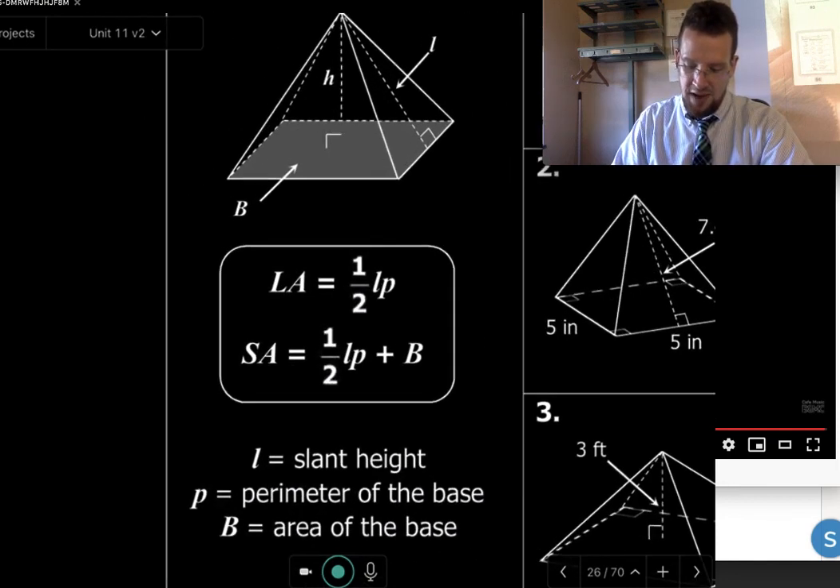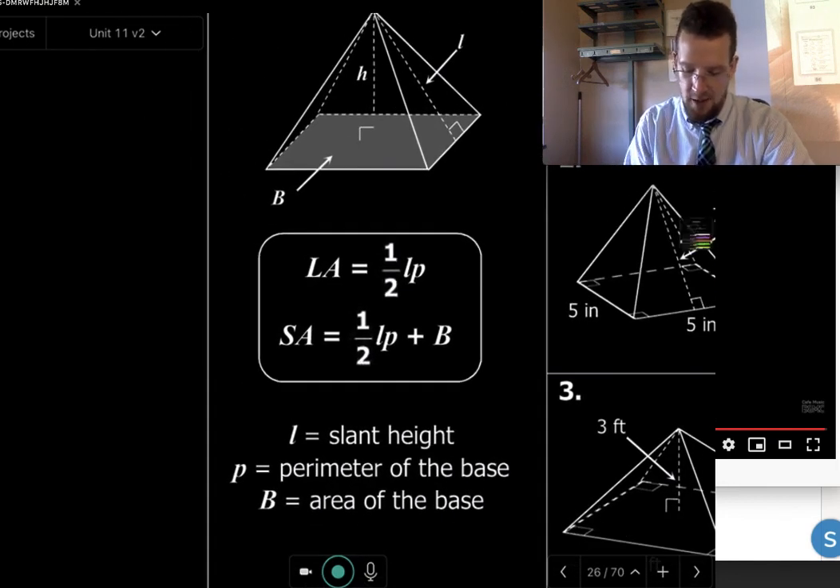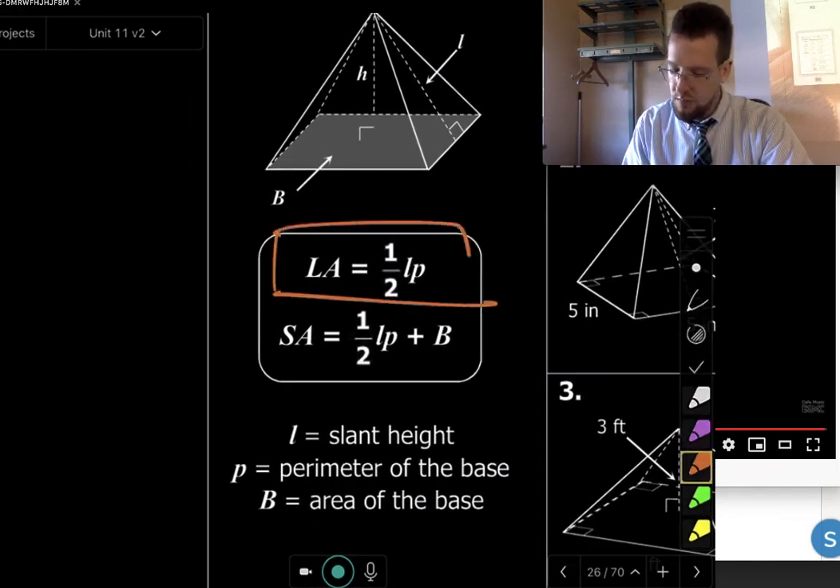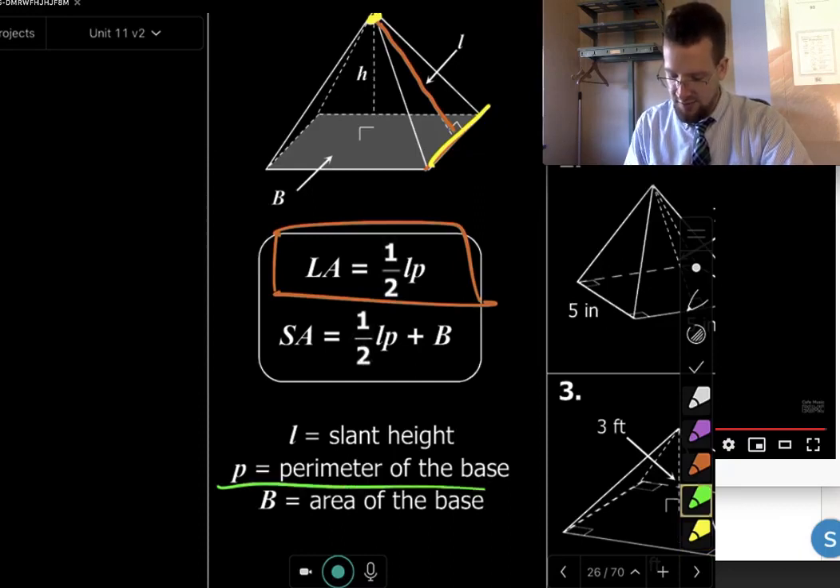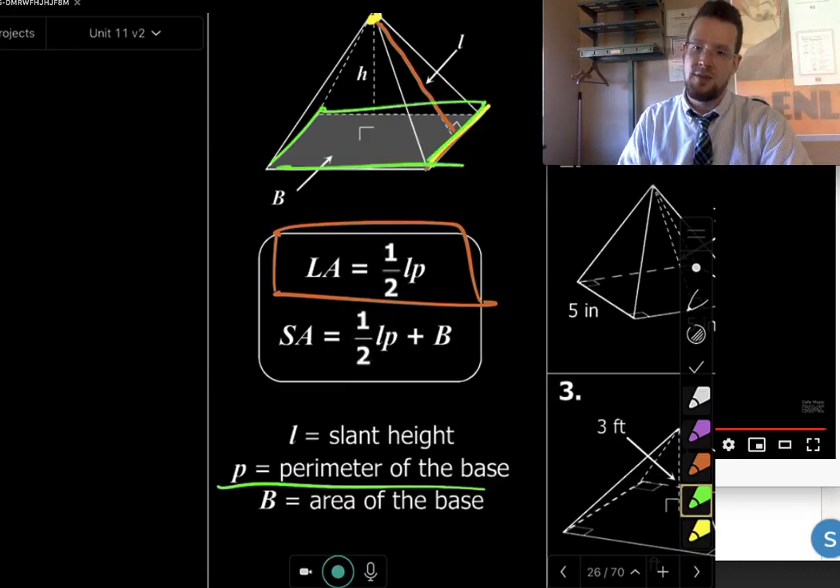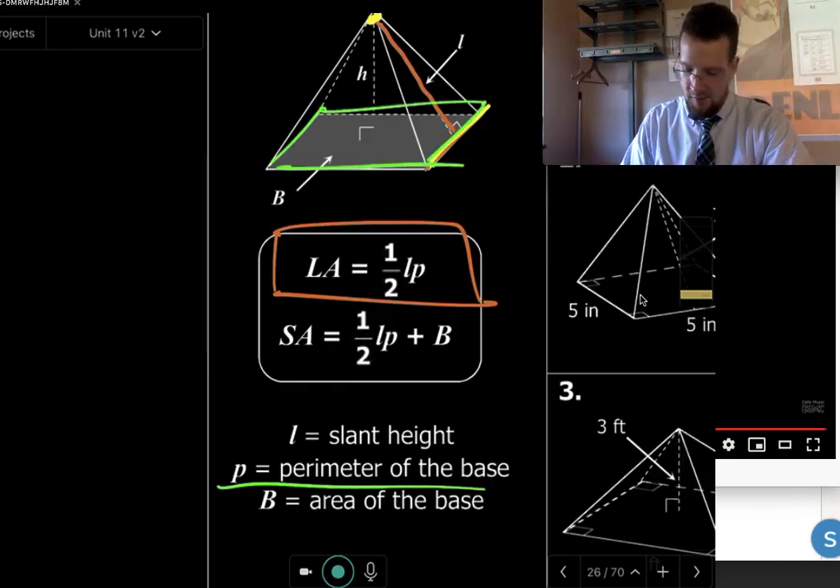So let us start on pyramids. Pyramids have a lateral area of 1/2 times L, which is the slant height. It's from the base of the figure to the vertex, where all the pieces meet at the top. That's our slant height. And then P is still the perimeter of the base. So we just take all these base values, add them up, and then call it a day.